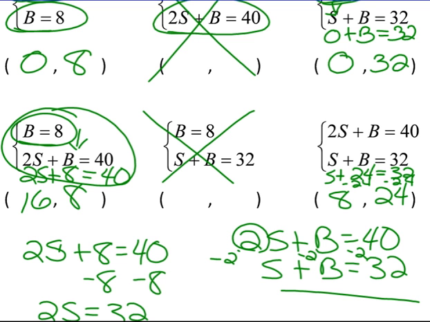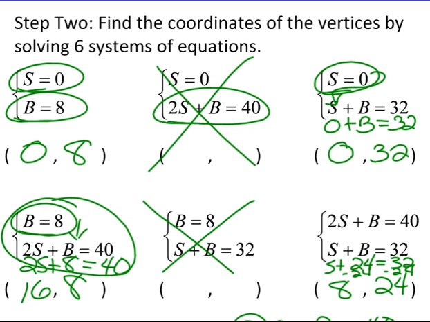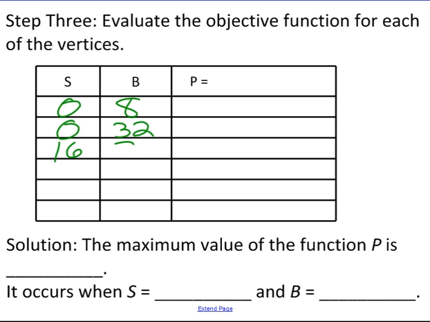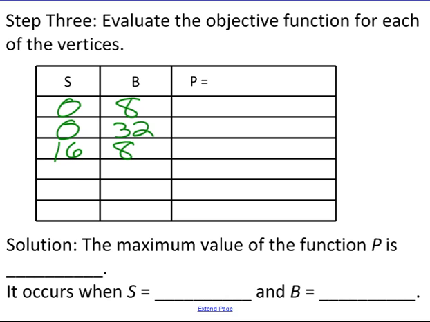So these are my 4 points: 0, 8; 0, 32; 16, 8; and what's the last one? 8, 24. Okay, so these are my 4 points. Those are the only 4 points I have to plug into my objective function.